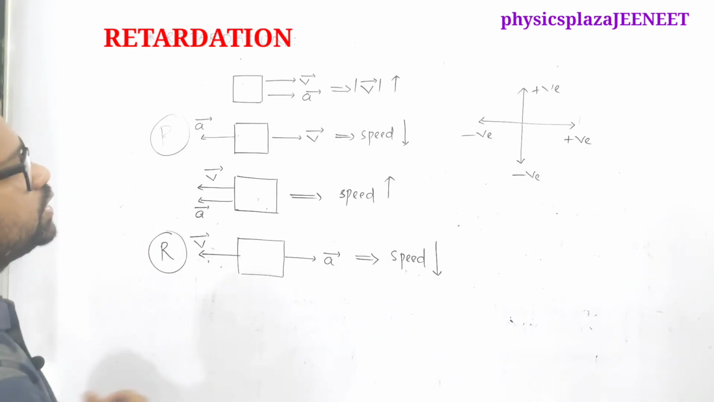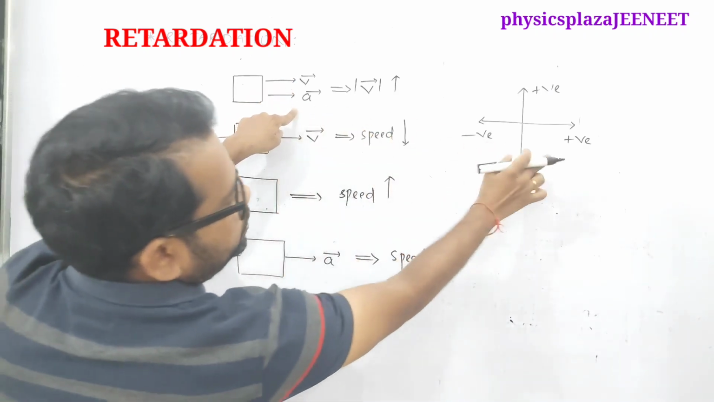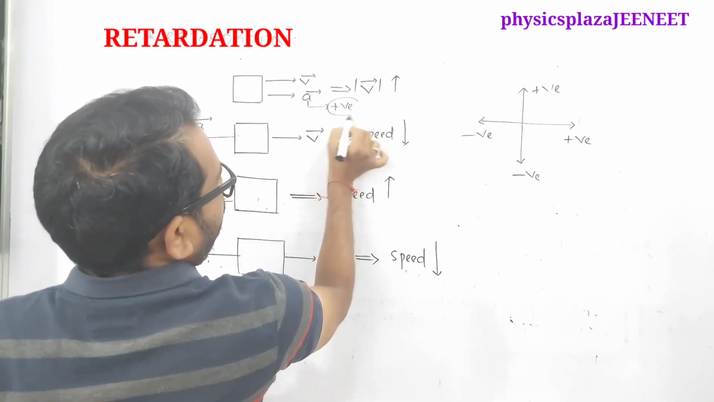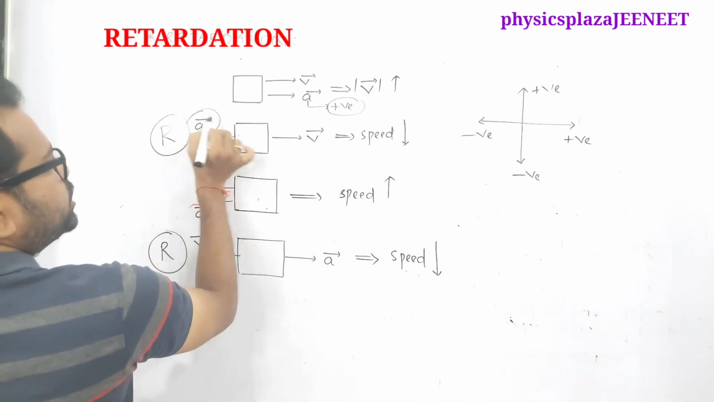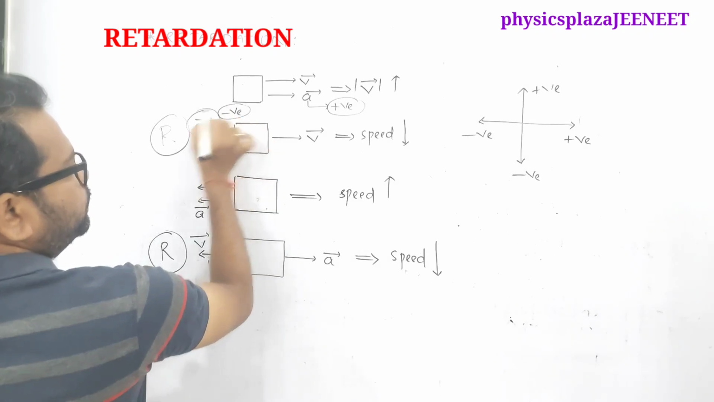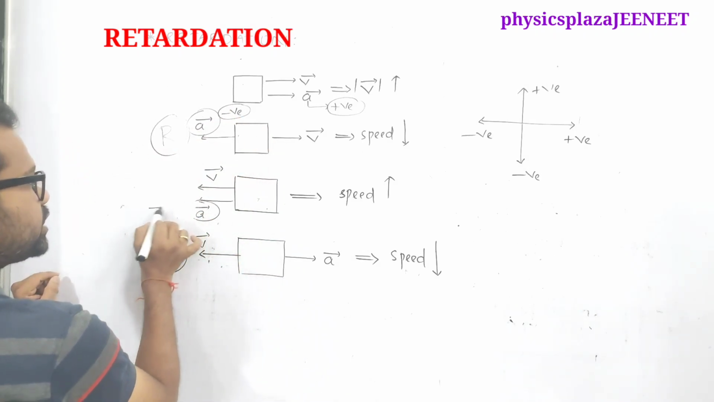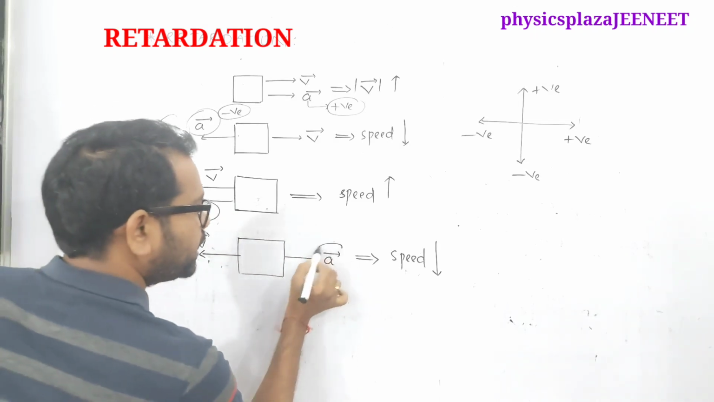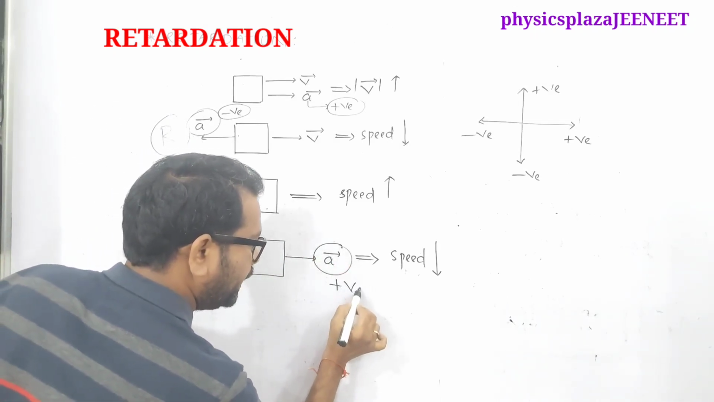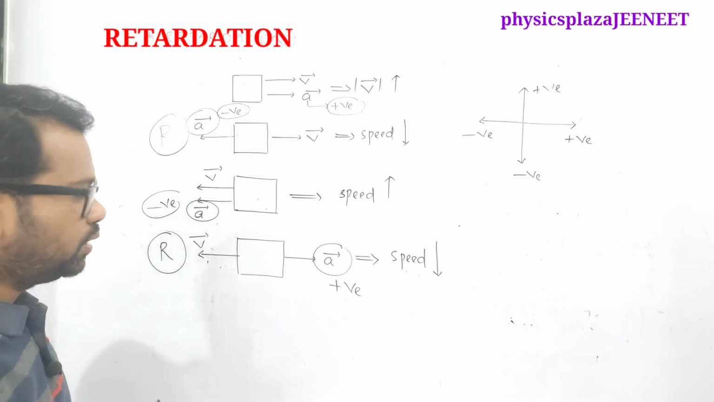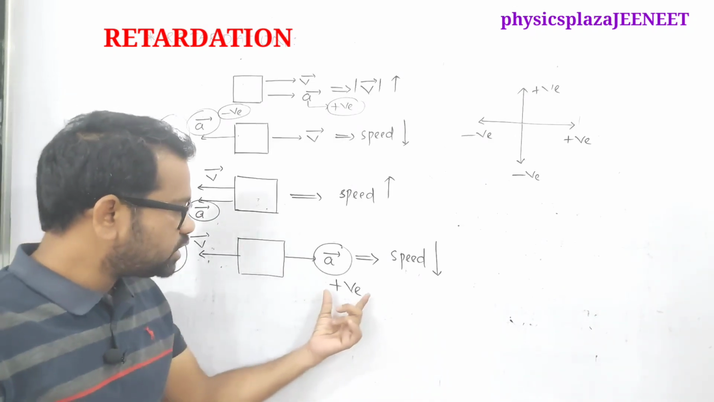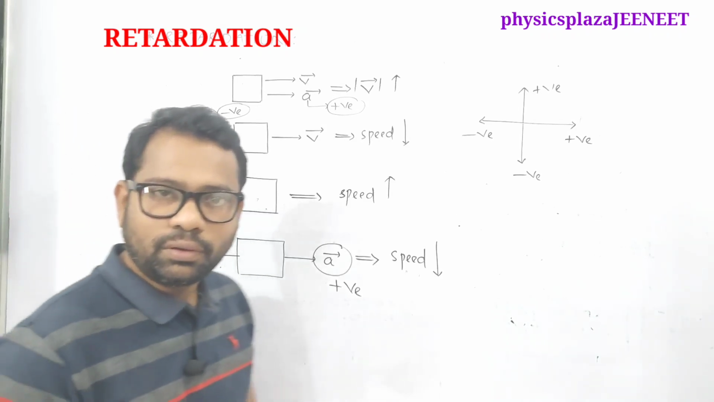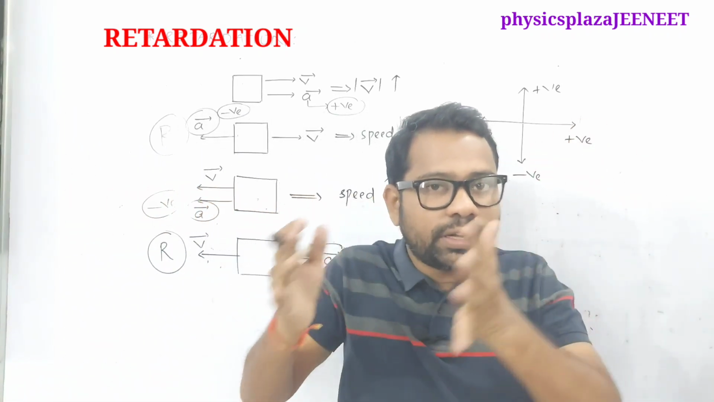Okay, now look at here, children. In this case both are in the positive direction, so acceleration is positive here. Here acceleration is negative. Here acceleration is again negative, because of the direction. Here acceleration is positive. So you may get a doubt: sir, acceleration is positive, but still it is retardation. How is it possible? We learned that negative acceleration is called retardation.